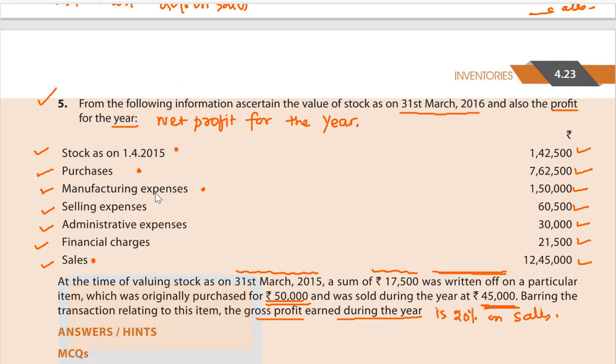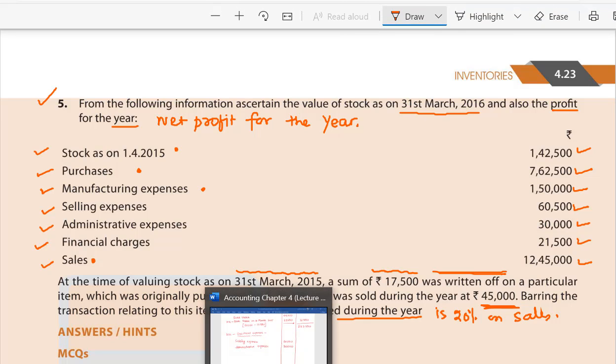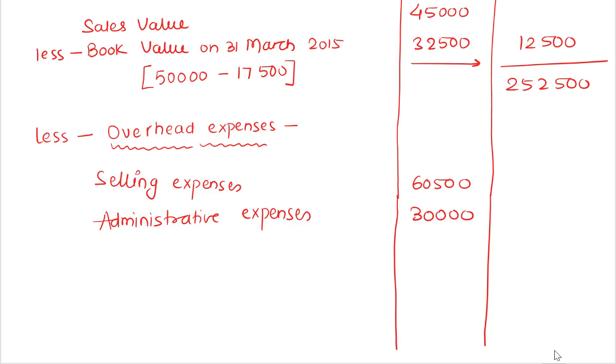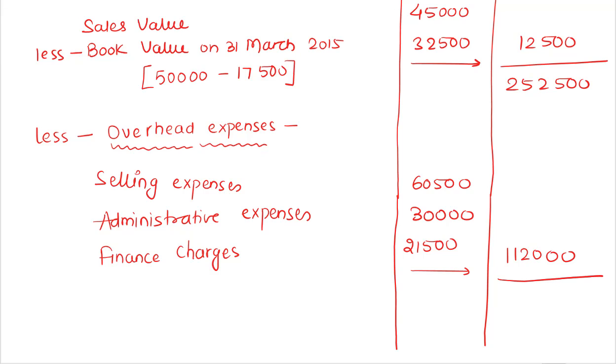Admin expenses is 30,000. There is a finance charge also listed over here, that is 21,500. Finance charges 21,500. Just write over here. Add these three figures, 60,500 plus 30,000 plus 21,500. Total is 1,12,000.